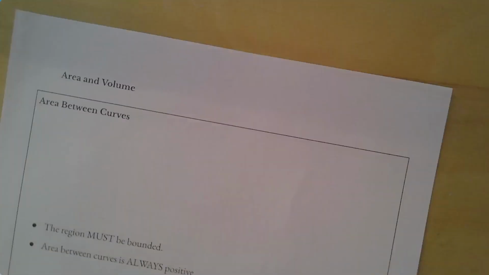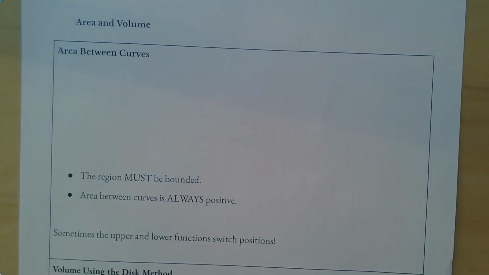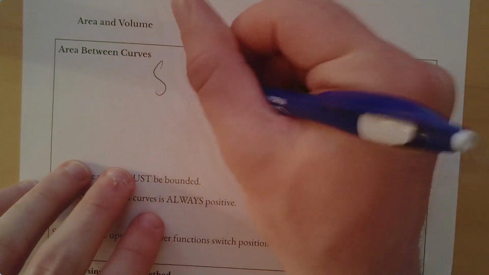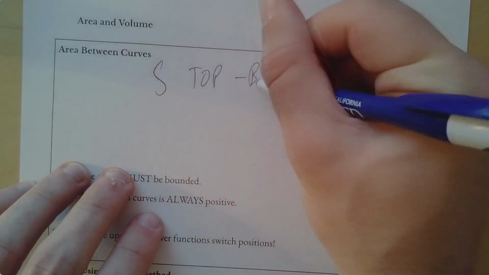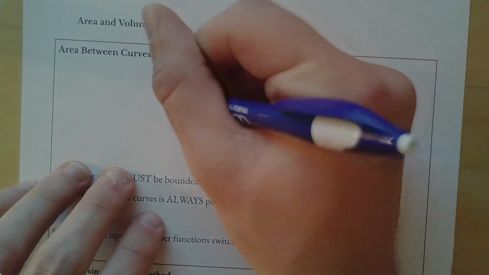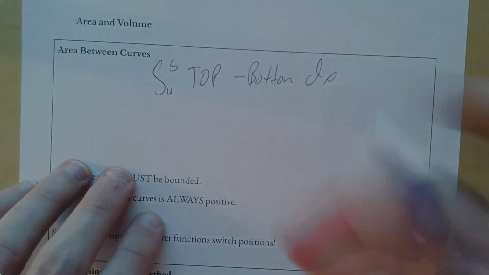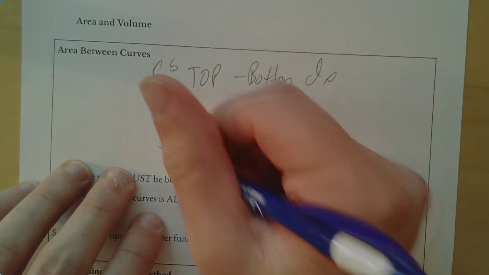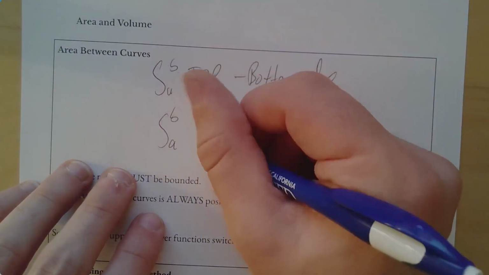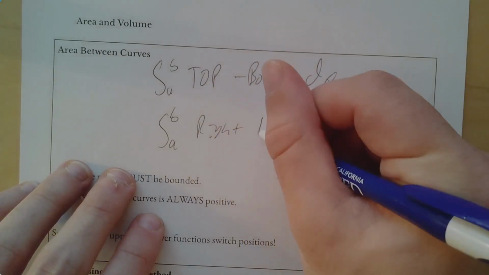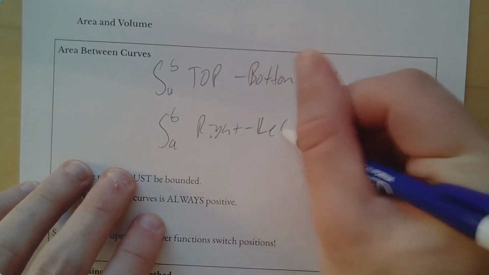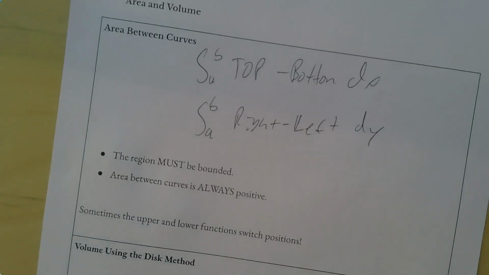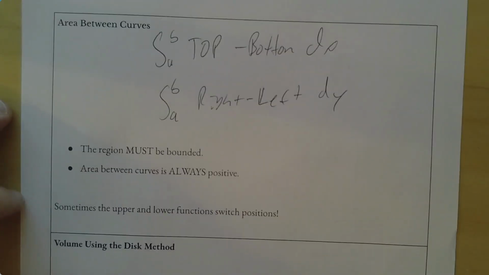All right, we're on the last two pages. Area and volume. Area between curves. Easy. Top minus bottom, don't overthink it. Top minus bottom, dx, a to b. No squaring, no pi, no nothing. I swear, guys, do not write that stuff. Or it could be right minus left, dy. No squaring, no pi, no nothing. Leave it simple. Top minus bottom, right minus left.